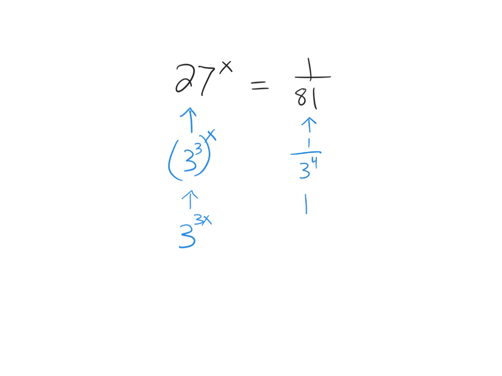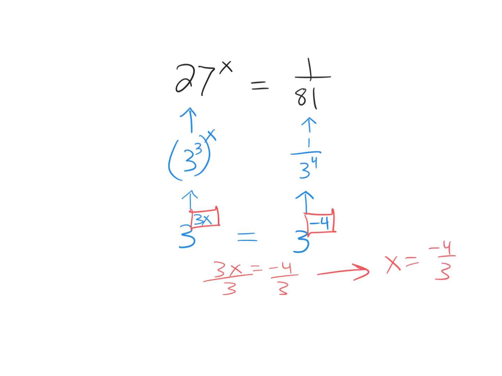And if you have something in the denominator and you want to kick it upstairs, or if you have an exponent anywhere and you want to kick it to the other part of the fraction, you have to change the sign on the exponent. So 1 over the 3 to the 4th is the same as 3 to the negative 4th. So now I have successfully written both of those terms as 3 to some power. That means that this quantity must equal this quantity. 3x must equal negative 4. So if I divide by 3, x equals negative 4 thirds.